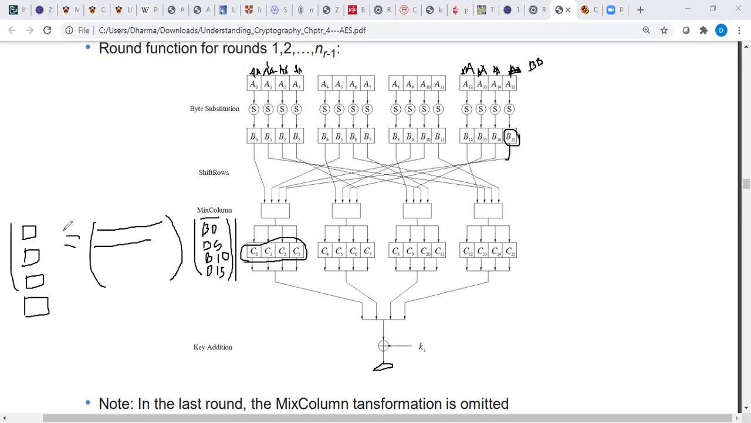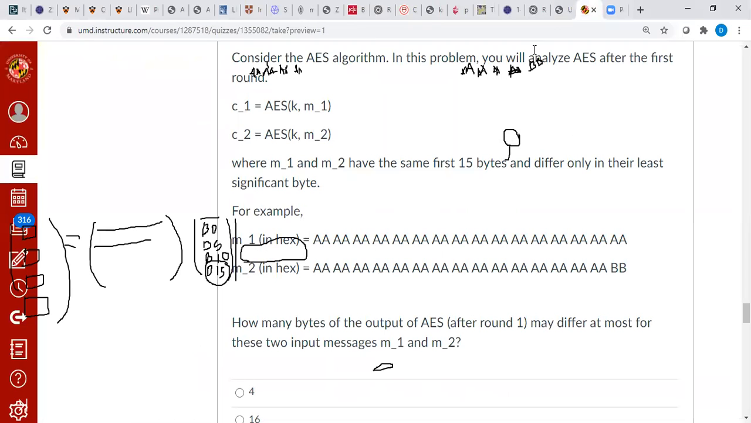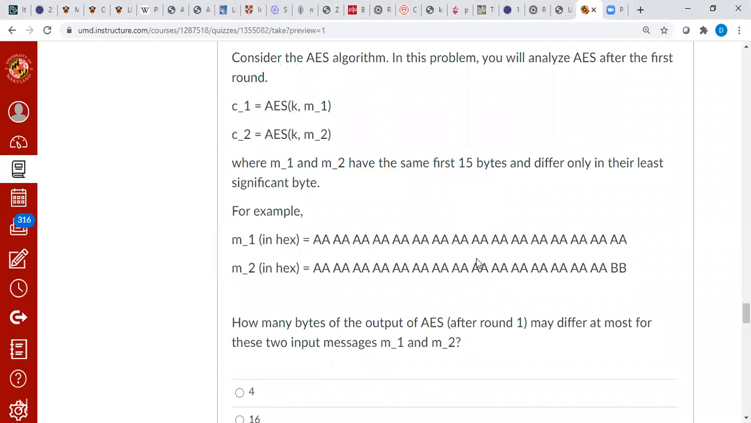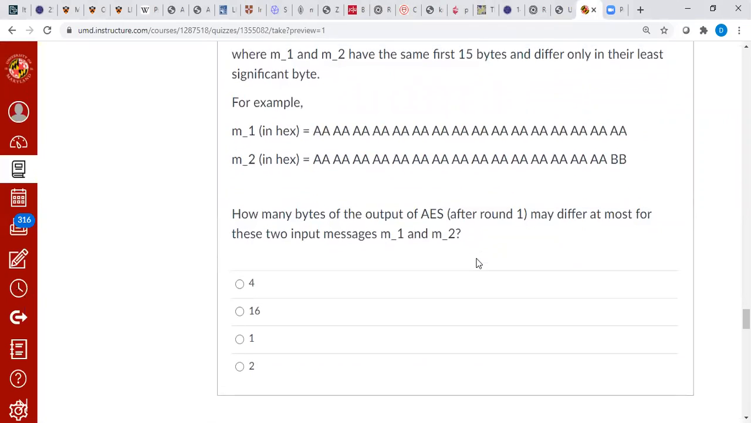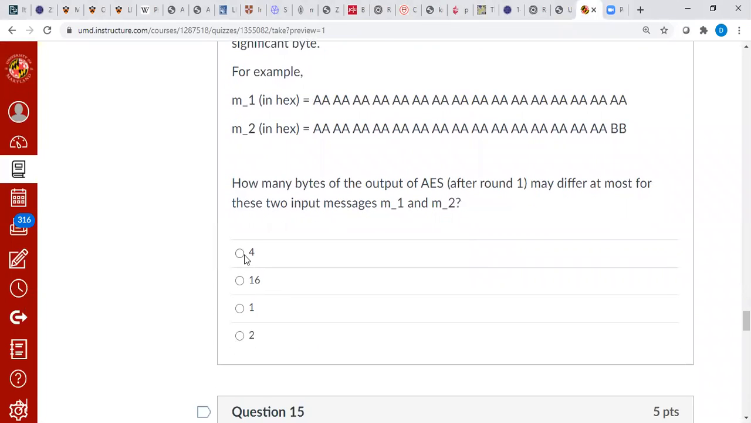B10, and B15. What it means now is that since I changed AA to BB, I'm changing only this byte. Even though I changed only 1 byte in the input, now all of the 4 bytes of the output will be different. That's because of matrix multiplication. So the answer to the question of how many bytes will be different after the first round is: at most 4 bytes will be different. That's the answer.